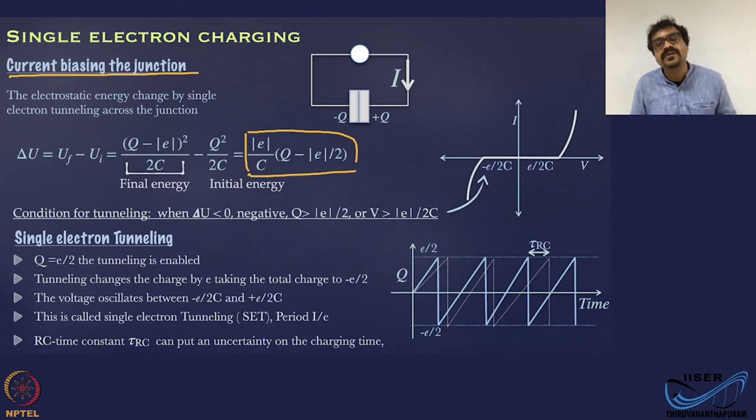Okay. Now, the tunneling is enabled only when the total delta U is negative, or there is an energy gain.